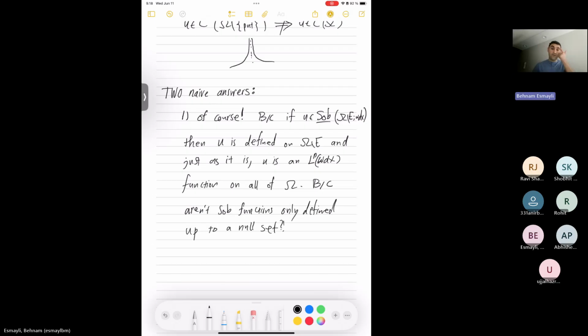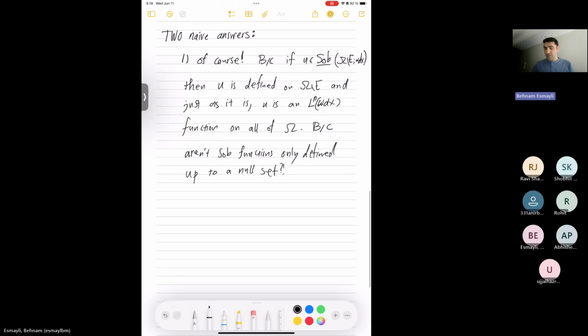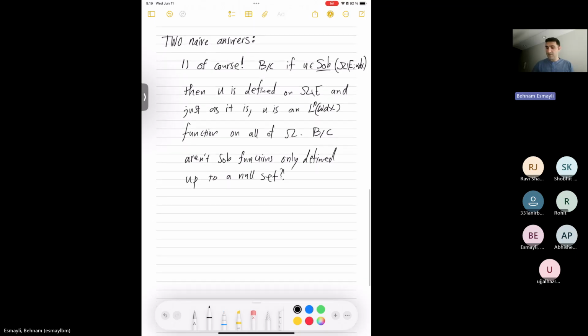Right? So when you know that U is a Sobolev function on omega minus E, that means it's an LP function on omega minus E. But E has zero measure, so you don't even need to define the function on the set E. And you already have a function which is in LP, because again, the value of the integral doesn't change if you include E or not. So already the function is defined almost everywhere on all of omega, not just omega minus E. So what is the question even? The question, and the reason this is a naive answer, is that it's hidden in the definition.